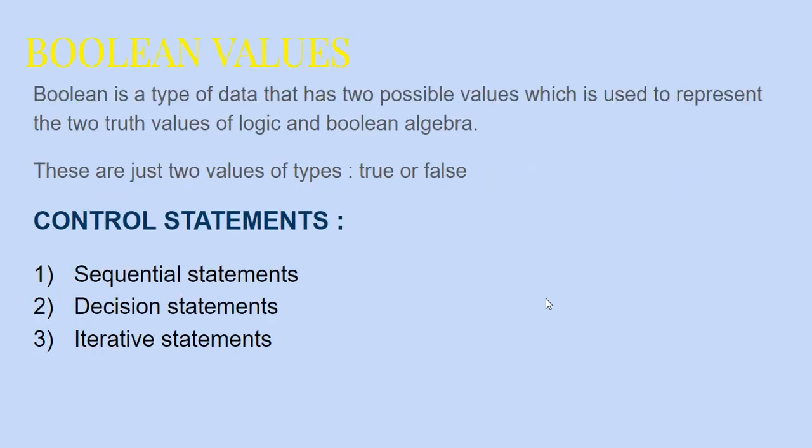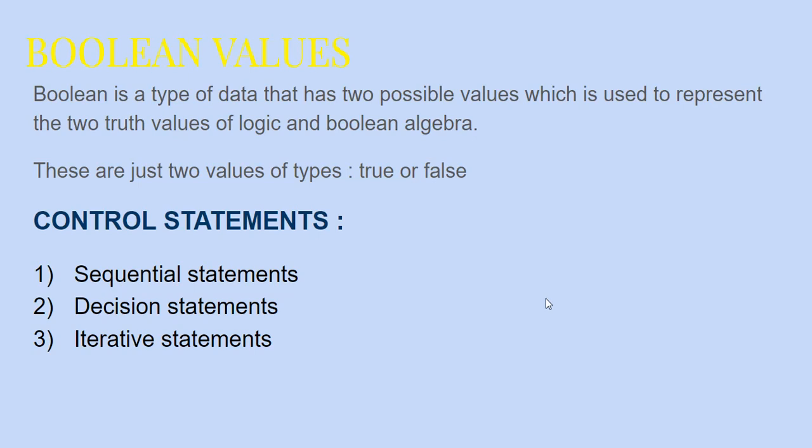First I would like to tell you all some things about the Boolean value. I have written a basic definition so that we get a brief idea about what Boolean values are. A Boolean value is a type of data that has two possible values, which is used to represent the two truth values of logic and Boolean algebra. This is used in the form of 0 or 1. They will give us the value as either true or false in the Python language.